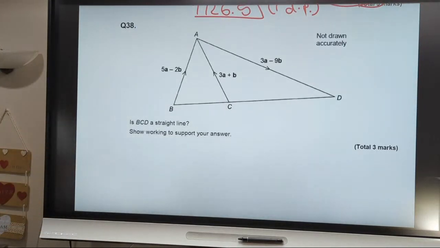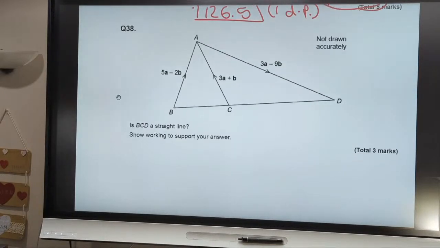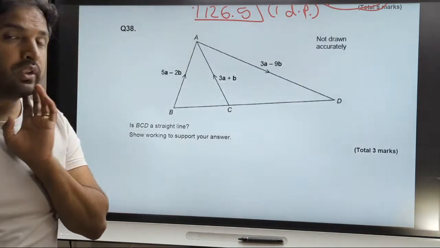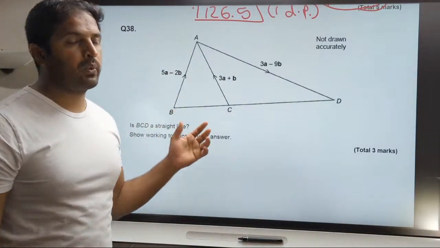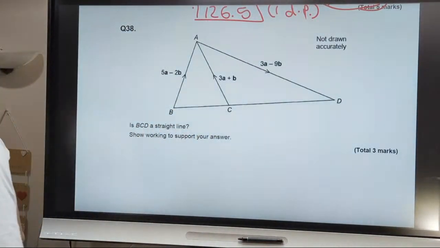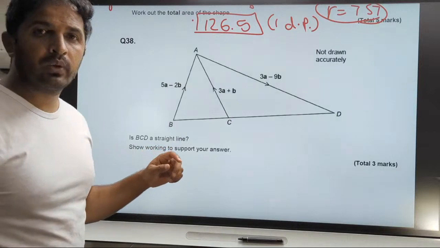Question number 38. Vectors. This is meant to be actually a difficult question, which generally comes right near the end of the exam paper, but it's one of the easier questions that you can actually look at. And what I mean by one of the easier questions that you can look at?